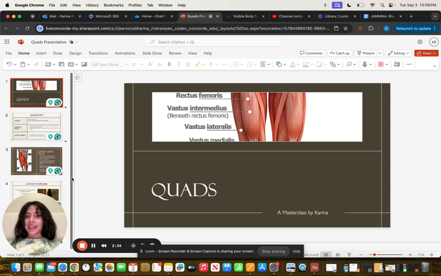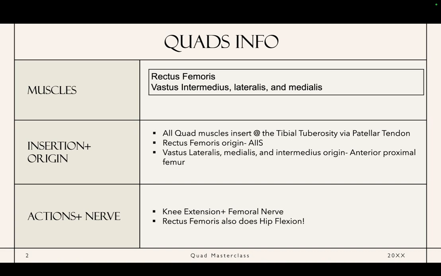So let's begin. The quads consist of four muscles, those four muscles being the rectus femoris, the vastus intermedius, lateralis, and medialis. So when we look at the insertion of all of these four quad muscles, they all insert at the tibial tuberosity via the patellar tendon, which I will be showing in a minute here in a picture.